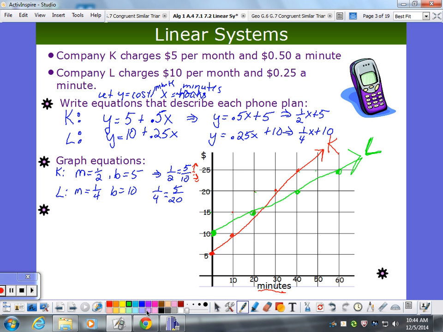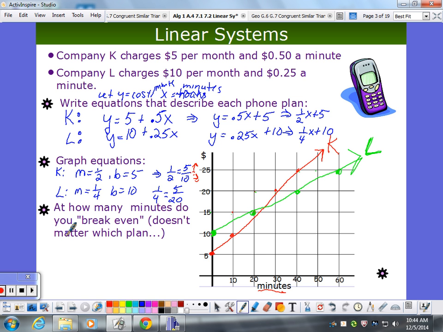Well, I don't know. Is company L better? Now, I don't know. At how many minutes is that break-even point, that magic number we were looking for? Where is that thing, Ryan? 20 minutes, I kind of missed, but right here, this point, it's on both graphs, isn't it? So 20 minutes will cost you $15 with company K, and 20 minutes will cost you $15 with company L.